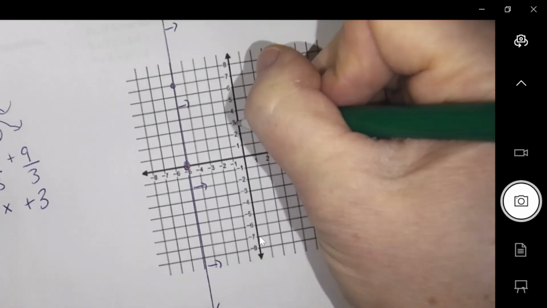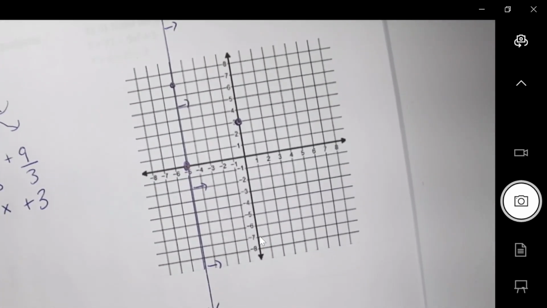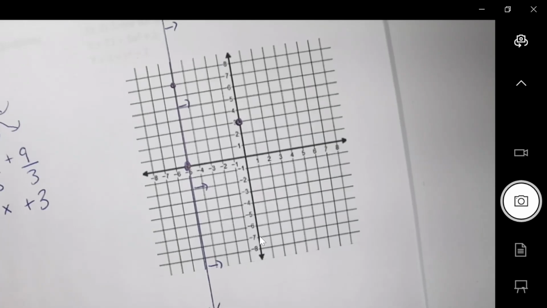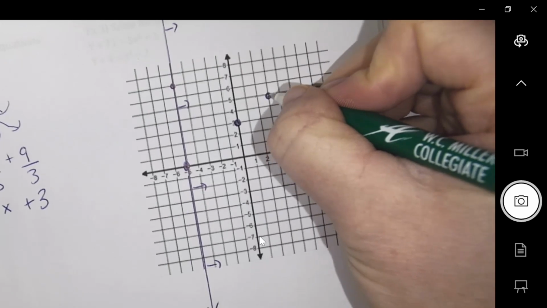So 0, 3, give me a point. That's your y-intercept. Can we go a slope move of what and what? 2, which direction? 2 up. Up, rise. So 2 up, 3 right. 2 up, 3 right. There's another point.